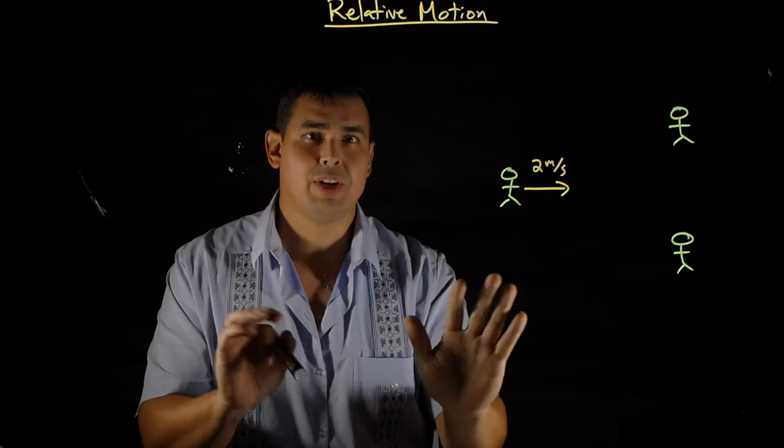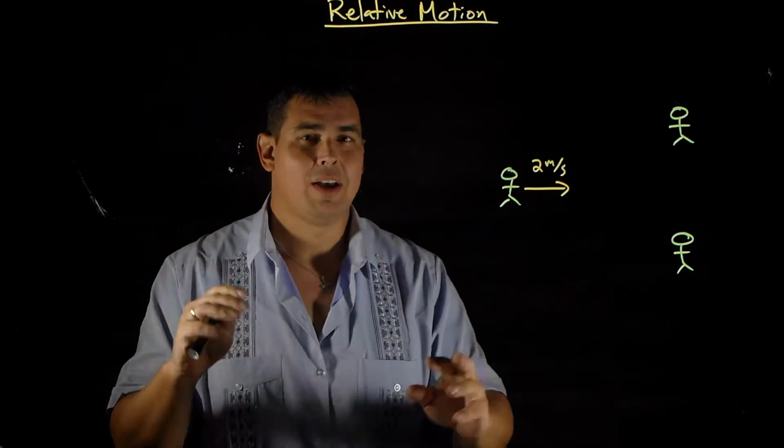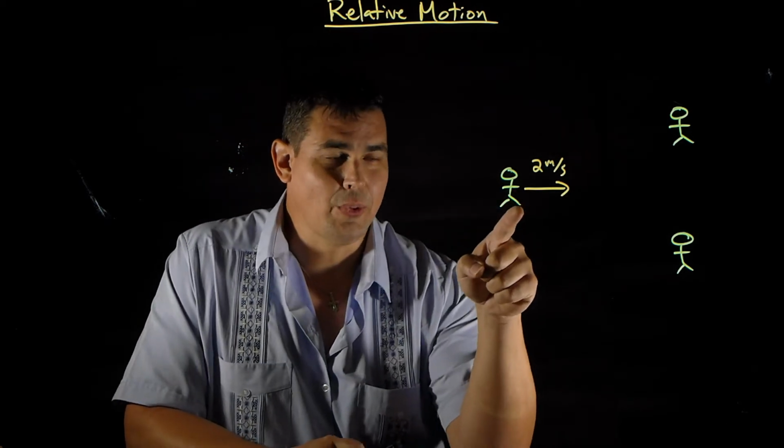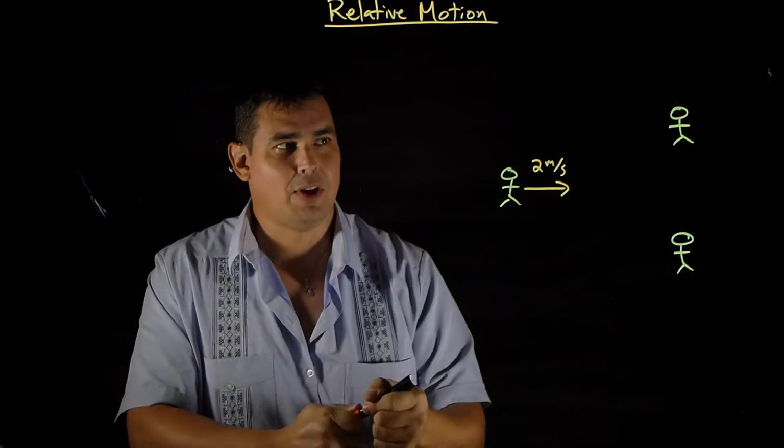So pretend you're walking in the hallway at school when coronavirus wasn't a thing and we could all wander around and not wear masks and stay 6 feet apart. So you're walking down the hallway, right? And let's say you're going 2 meters per second. And there's two people in the hallway.